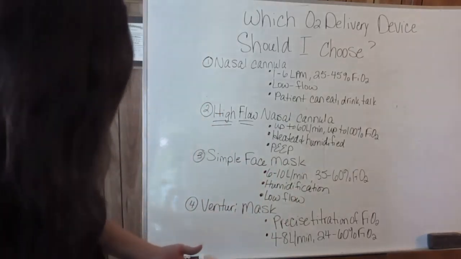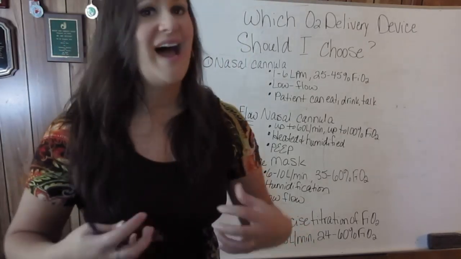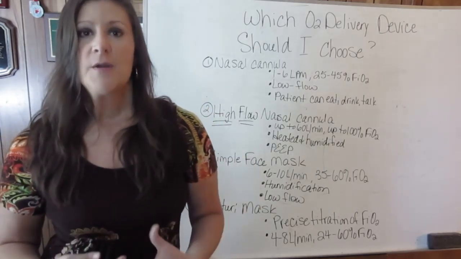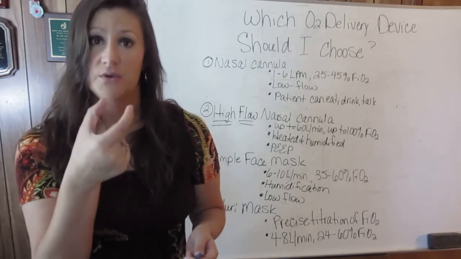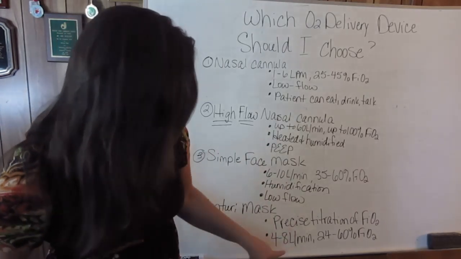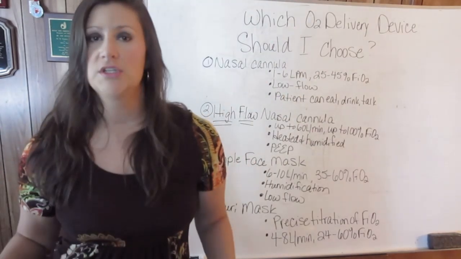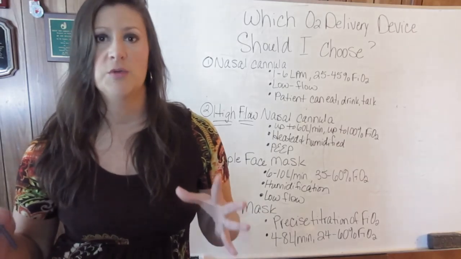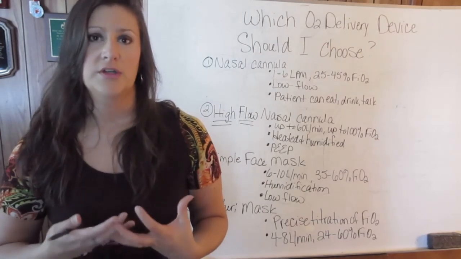Now the Venturi mask, again, like I have mentioned here, you can precisely titrate how much FiO2 that the patient gets by switching out the adapters, or some Venturi masks just have dials that you can turn. Now the flow rate, again, can be 4 to 8 liters per minute, but that's just the flow rate, all right? That's not the determinant of how much oxygen your patient is getting. The FiO2 is the determinant of how much oxygen your patient is getting.